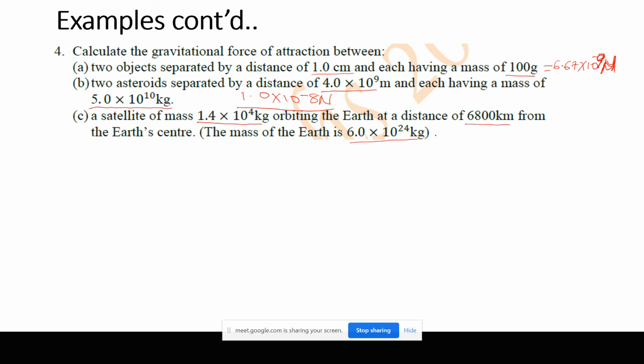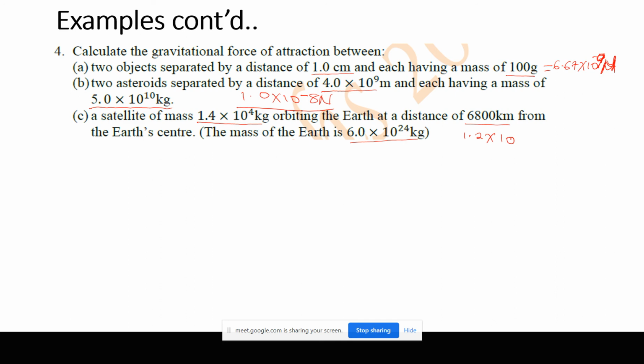What are we getting? Should we change the kilometers to meters? Yeah, of course. You can't get the force in newtons unless all the quantities are in their SI units. The answer is 1.2 times 10 power negative 17. That is a very small force.